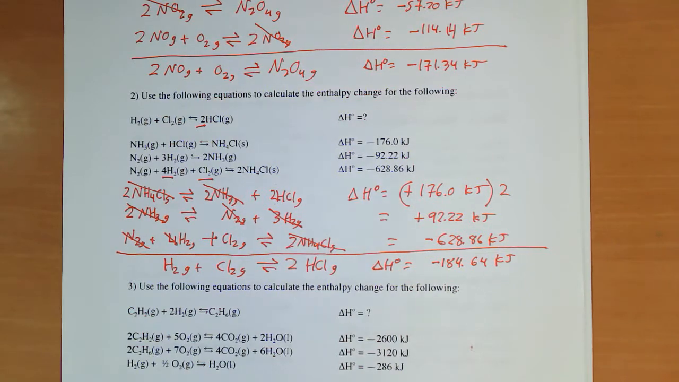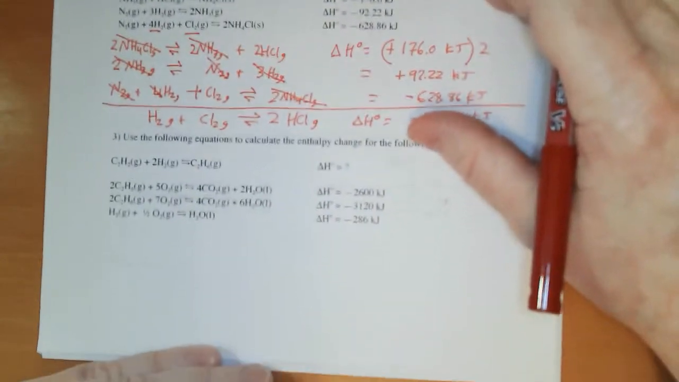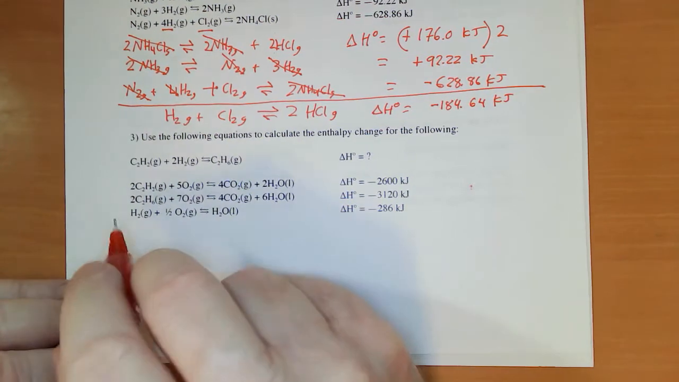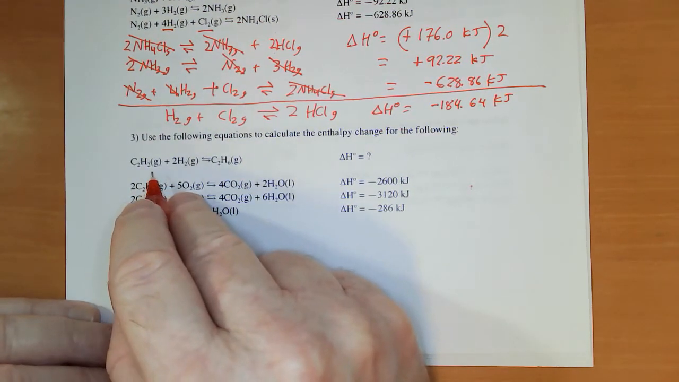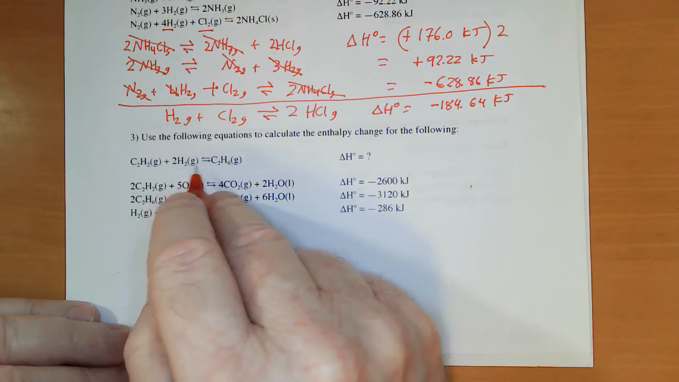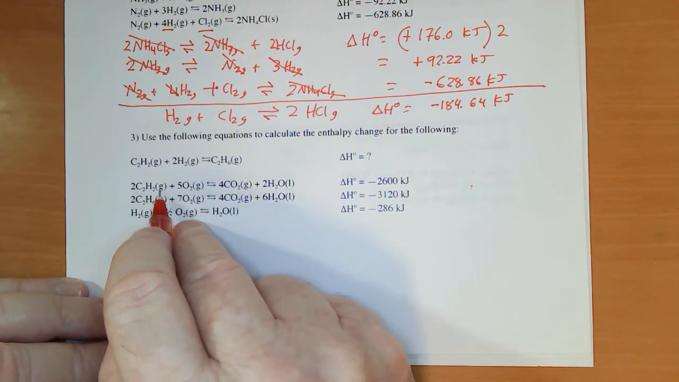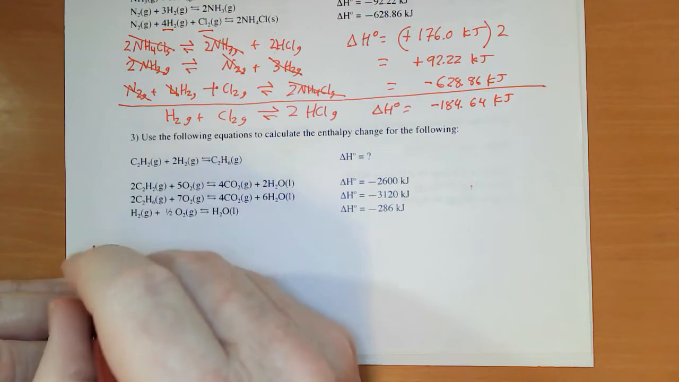All right. So, let's do another one, okay? And this one is going to turn out slightly different just for convenience. You'll see what I mean. C2H2 gas plus 2H2 gas to give me C2H6. Now, I'm seeing 2 C2H2 gas here. I'm going to reverse that equation.